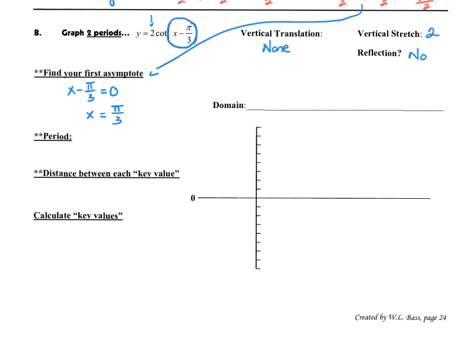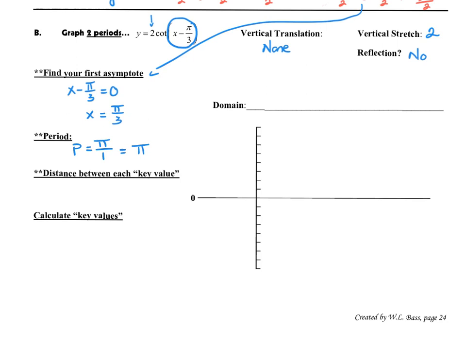Now, I already mentioned that the period itself hasn't changed. We can see that because there isn't any multiplier in front of that x, but we can go ahead and remind ourselves that the parent period for cotangent is pi. So we would take pi, divide it by whatever coefficient was there, and thus our period for this cotangent graph will be pi, meaning the distance between each asymptote will be pi.